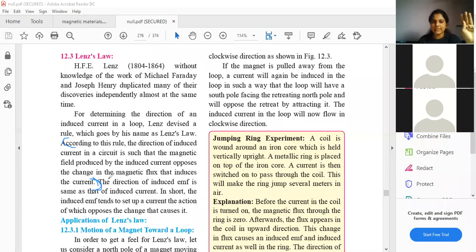Let's read the statement again. According to this rule, the direction of induced current in a circuit, the current that has occurred because of some external changing magnetic field, the direction of that current is such that the magnetic field produced by the induced current opposes the change in magnetic flux that induces the current. So basically, the induced current's magnetic field will oppose the external changing magnetic field. That is what Lenz's law is.